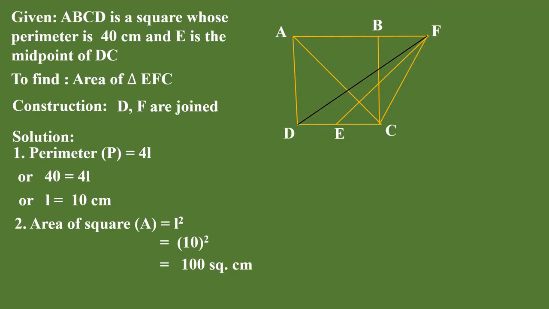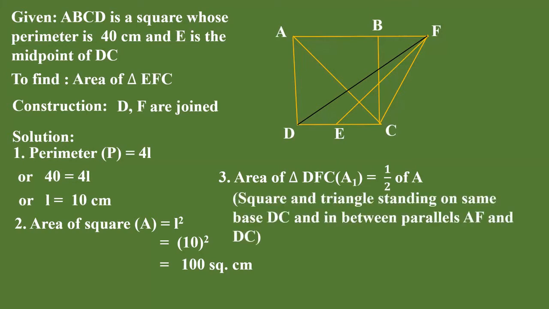Now look into the figure. You can see the square and the triangle DFC are standing on the same base DC and in between parallels AF and DC, right? So we can say the area of triangle DFC is equal to 1 by 2 of A, where A means the area of the square. Why? Because the square and the triangle are standing on the same base DC as well as in between the parallels AF and DC. Remember, a square is also a kind of parallelogram, right? So we can say this.